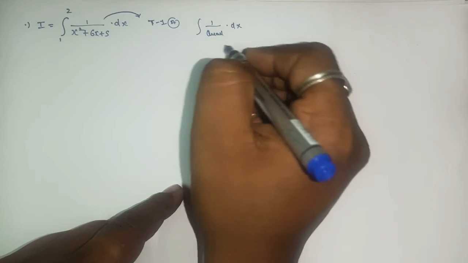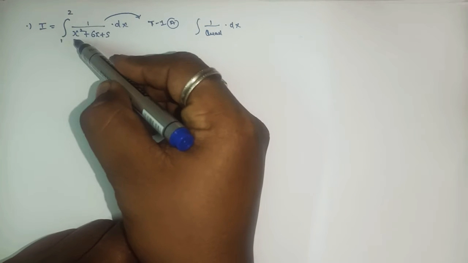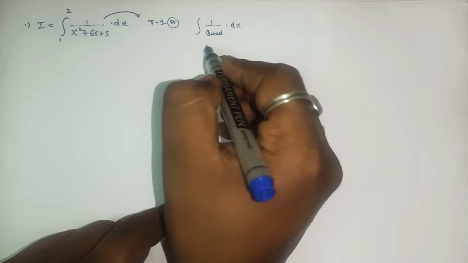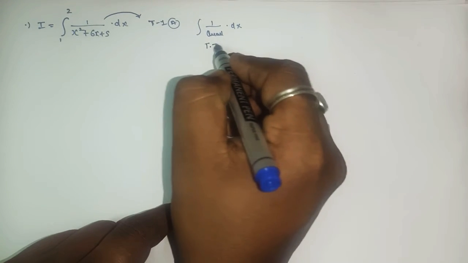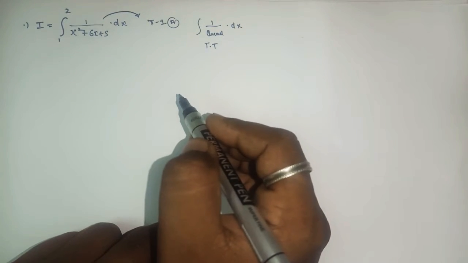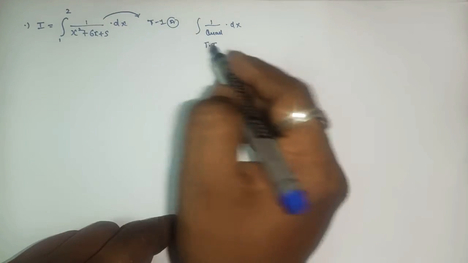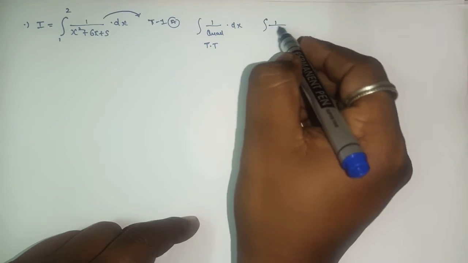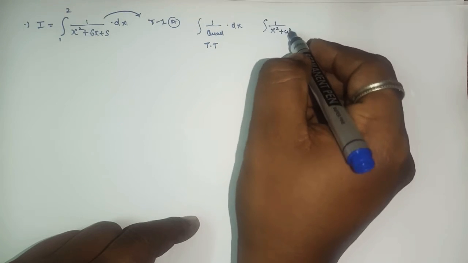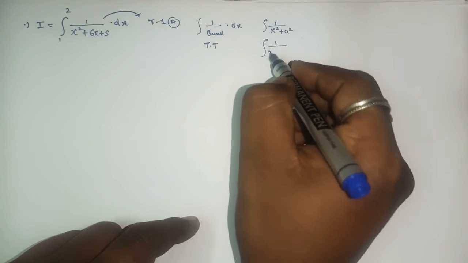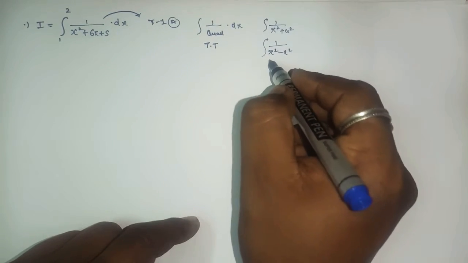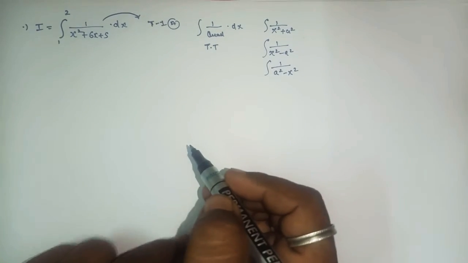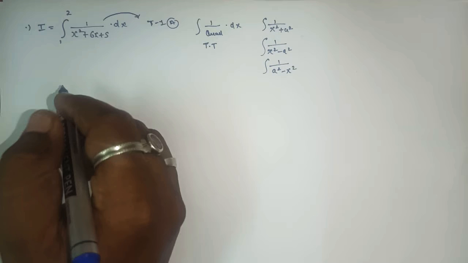And we know how to solve 1 upon quadratic. First we have to make the coefficient of x square 1 and the sign should be positive. After that you have to apply the suitable formula, as we know that there are three formulas. One is 1 upon x square plus a square, the second one is 1 upon x square minus a square, and the third is 1 upon a square minus x square, yes or no. So let's begin with the sum now.